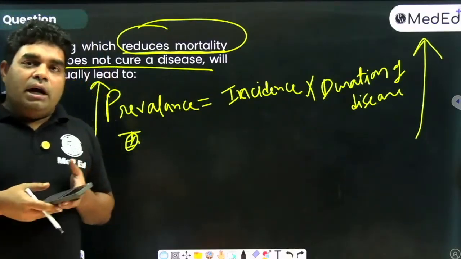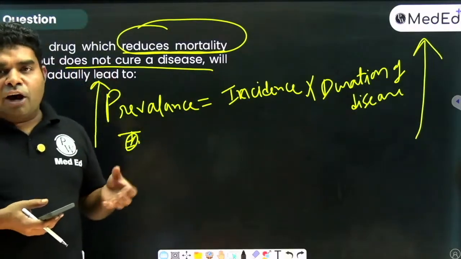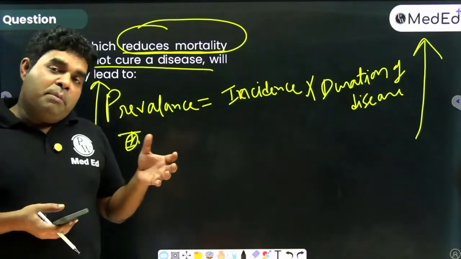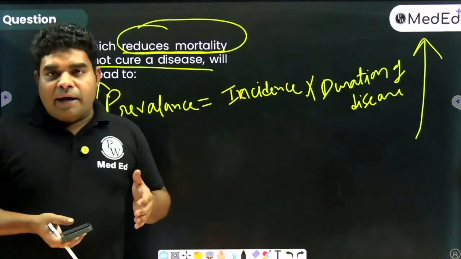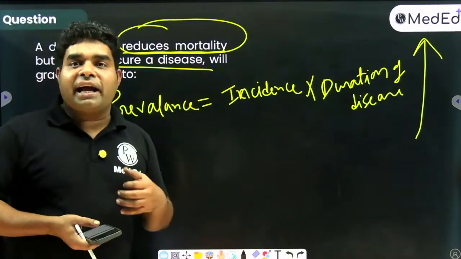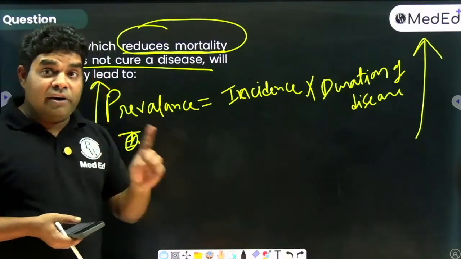But tell me, are new cases of BP and sugar affected by any drug? If a new drug comes in the market, will people stop getting BP and sugar? No. Diabetes and hypertension are due to lifestyle changes and exercise. It will be affected by prevention or social change, not by drug.